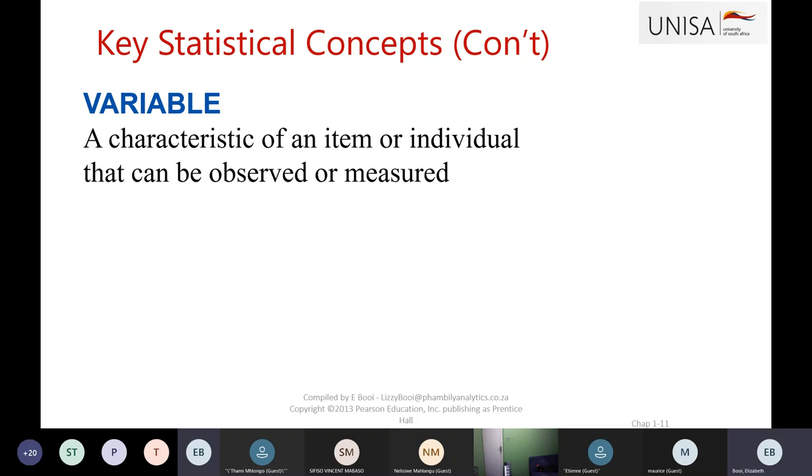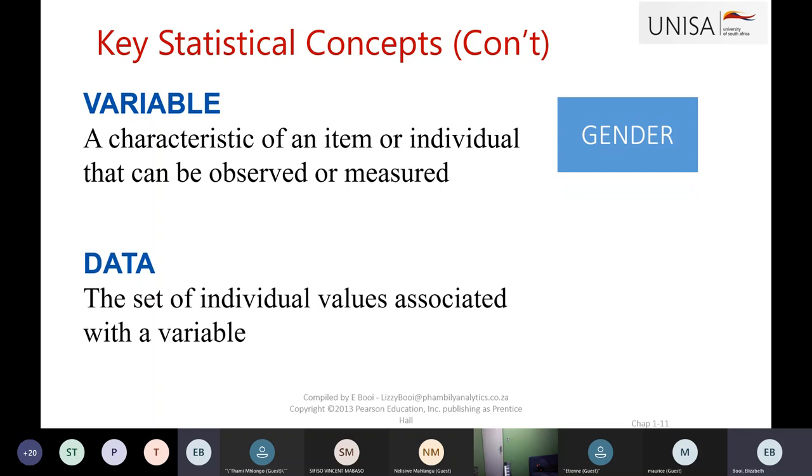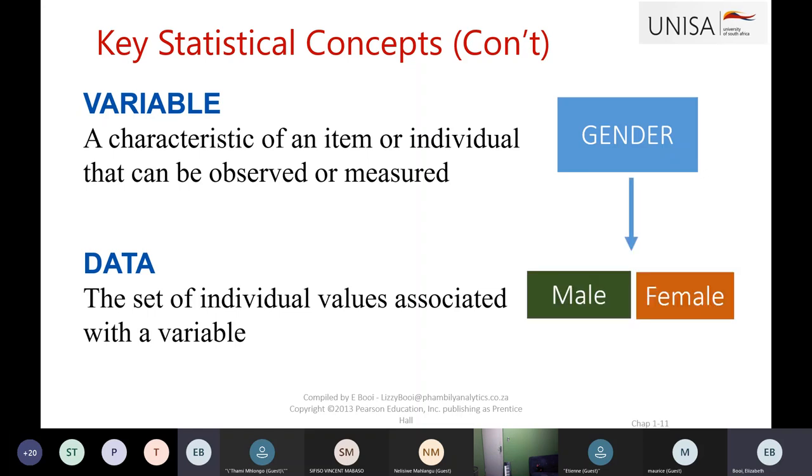From the variable, let's say I'm using gender as my example. The minute I observe that variable and I see there is a male or female, then I'm talking about the data within that variable. The data that describe that variable are either male or female, or 1.67 tall or 1.57 in terms of your height. The data is just a set of individual values associated with your variable. So a variable describes the population or the sample characteristics.